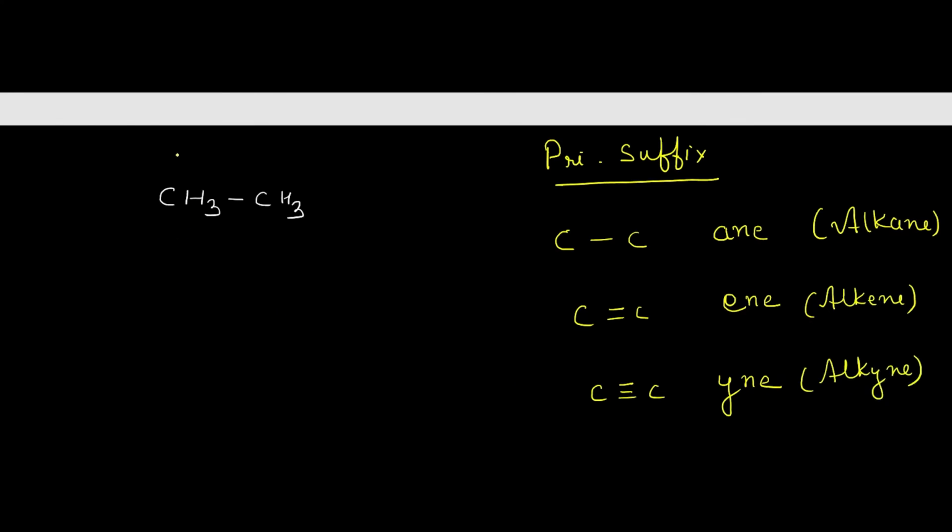So let us name this compound. We have here two carbon atoms. The word root is eth. And you can see that there is one single bond, a single bond only between carbon and carbon. So the primary suffix would be -ane, and this is the name of the compound: ethane.